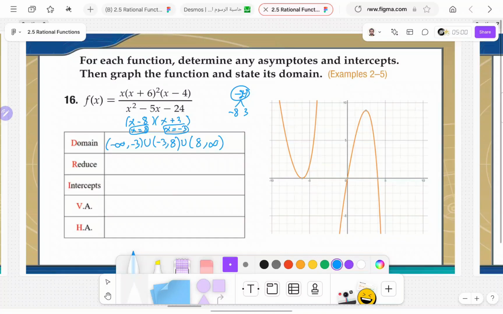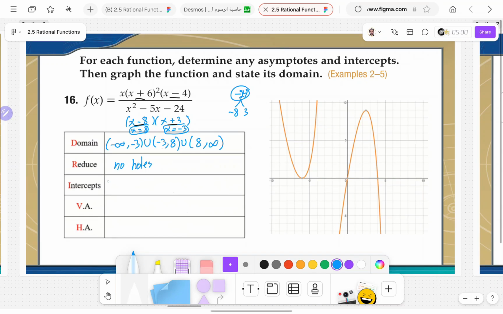Now reduce. Let's simplify this. As you can see here, I can't simplify anything, because look here: x minus 4, x plus 6, and here x minus 8, x plus 3. So there is no simplifying, so no holes and no simplifying.